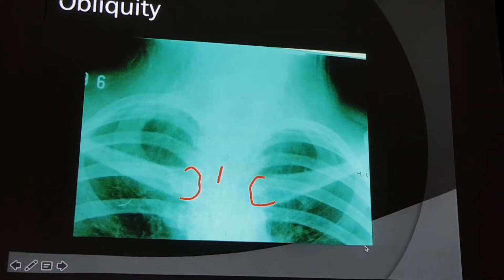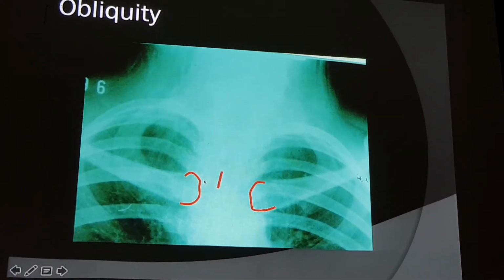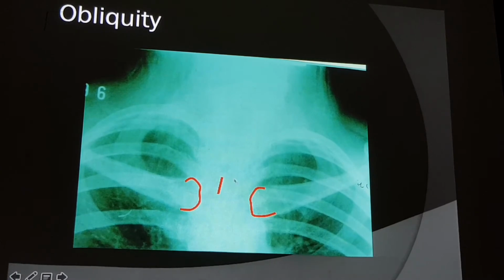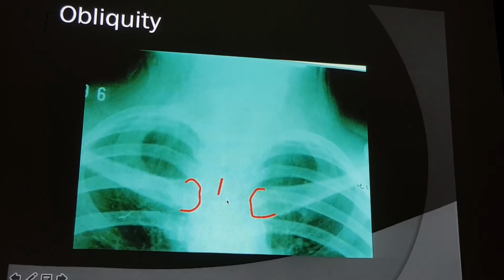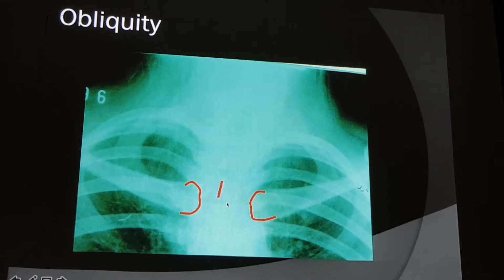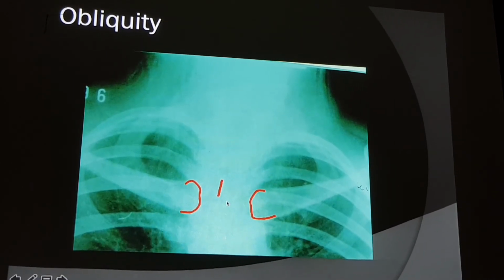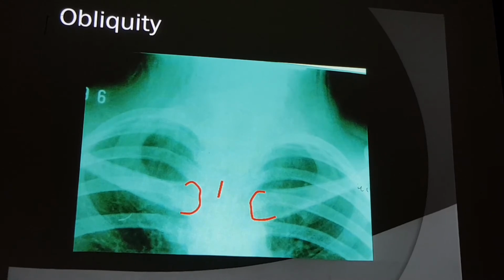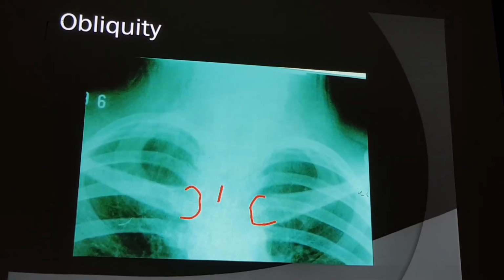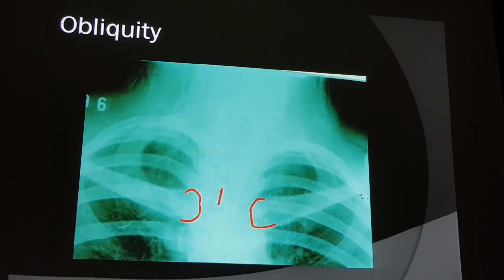And then next is obliquity. With obliquity, sometimes let's say your patient is poorly positioned or your patient has scoliosis, the patient is rotated to the side. This will again distort your anatomy. You would think the trachea is deviated when in fact it's not. You would think the heart is enlarged when in fact it's not. So, as long as you're aware that there is obliquity, you can put qualifications in your readings.